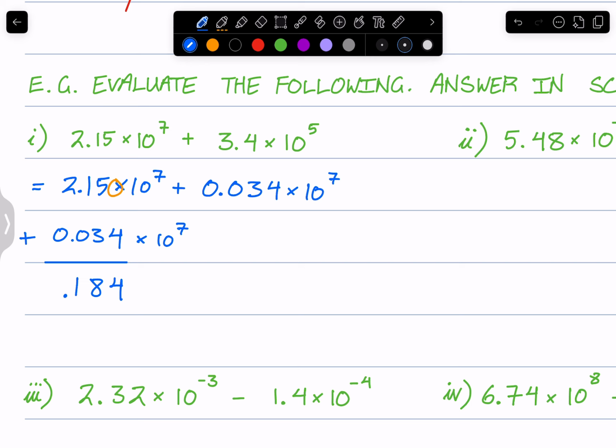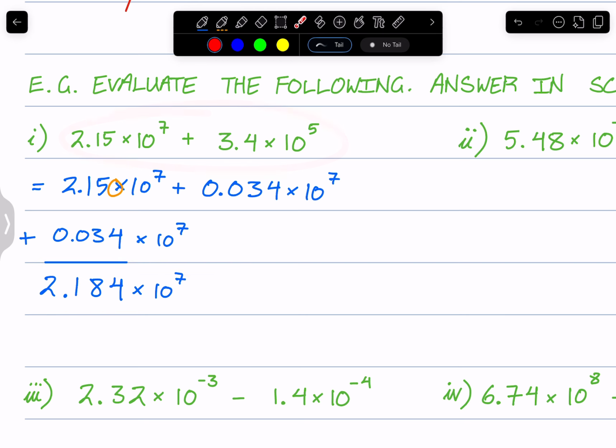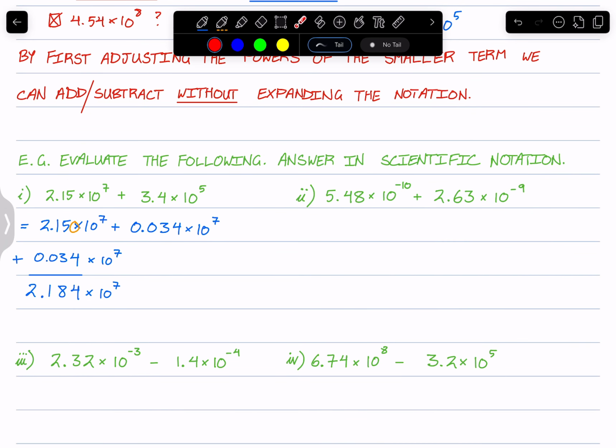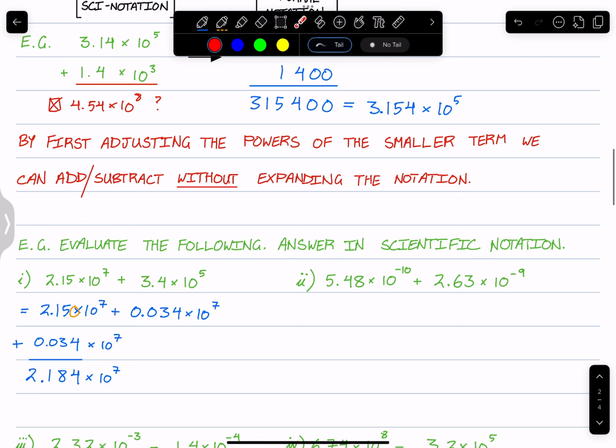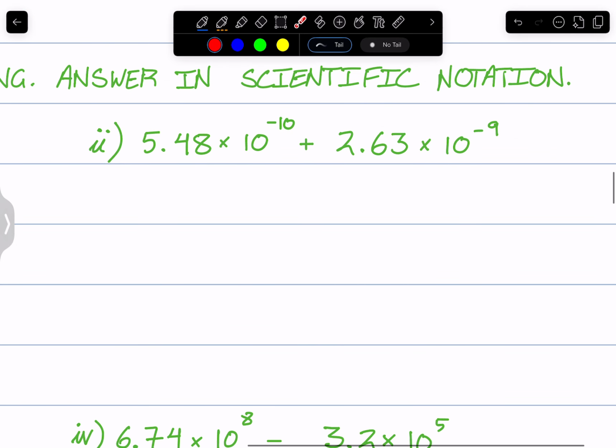The decimal goes here. 2 plus 0 is 2, times 10 to the power of 7. So that is the appropriate addition of these two values in scientific notation. And that is the general idea that we are working with. We have to adjust the smaller term to match the power of the larger term. So you can pause at any time and give this a go. And let's see how we can go with these next ones.